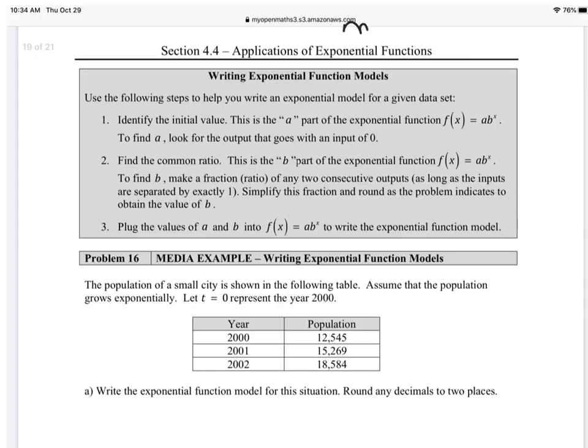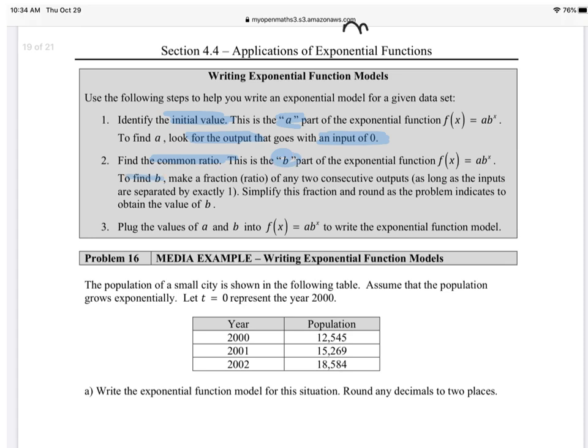So, let's look at our notes. In our notes, at the very beginning, they give you a reminder of what an exponential function looks like and what each part of it represents. So you might want to remember that the a represents the initial value, the output that has an input of 0. And then the common ratio, they remind you, is what b would be.